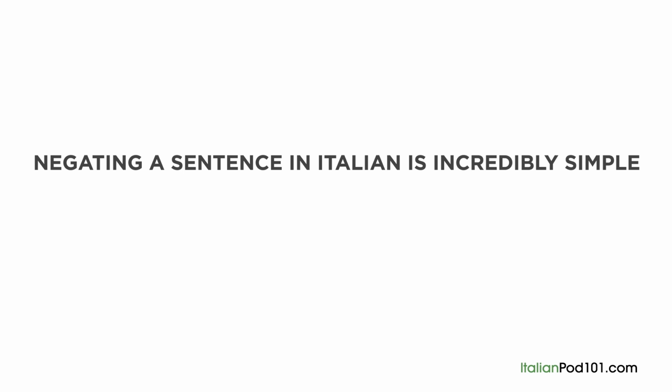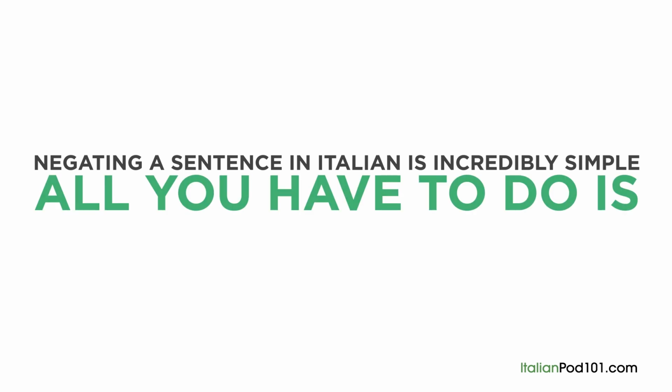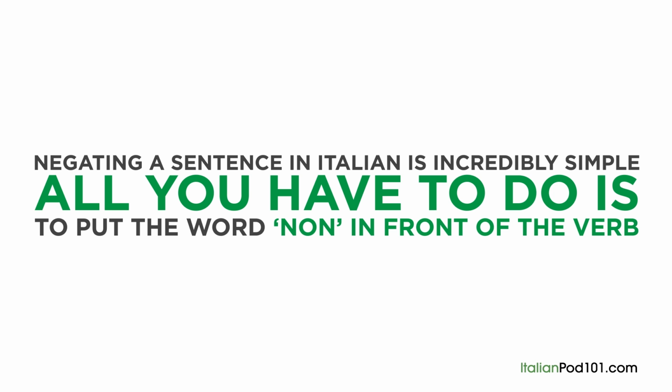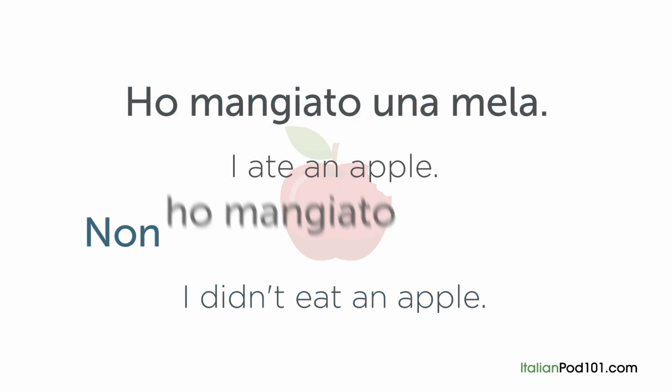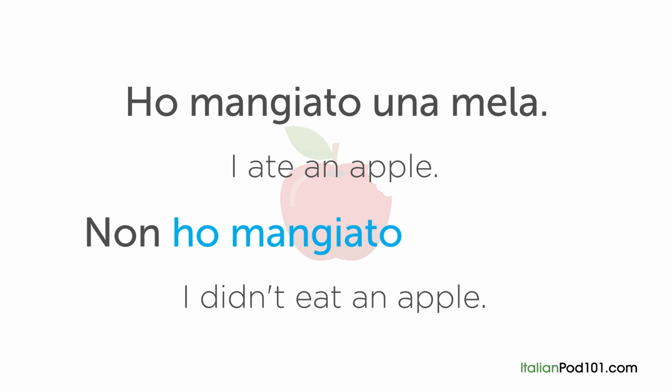Negating a sentence in Italian is incredibly simple. All you have to do is put the word non in front of the verb. Let's go back to the original example, I ate an apple. The verb here is ate, or ho mangiato. In Italian, ho mangiato una mela. To make this sentence negative, simply add non before the verb ho mangiato. Non ho mangiato una mela.